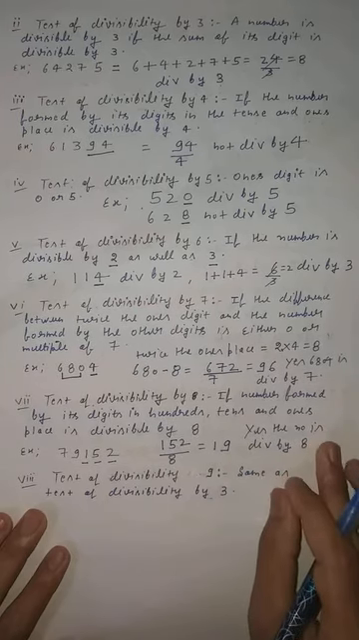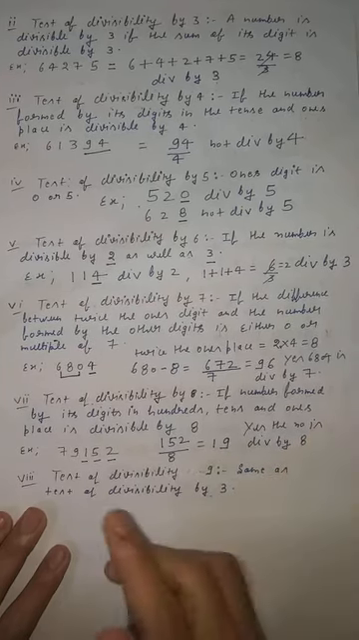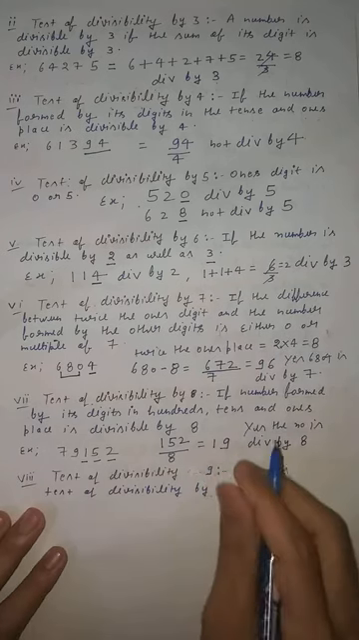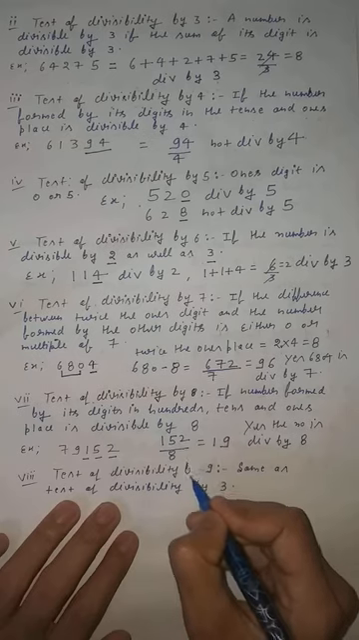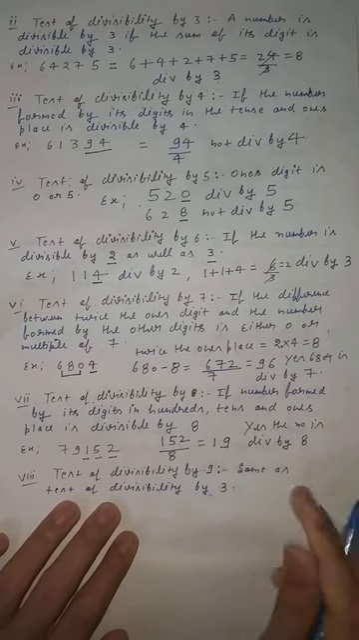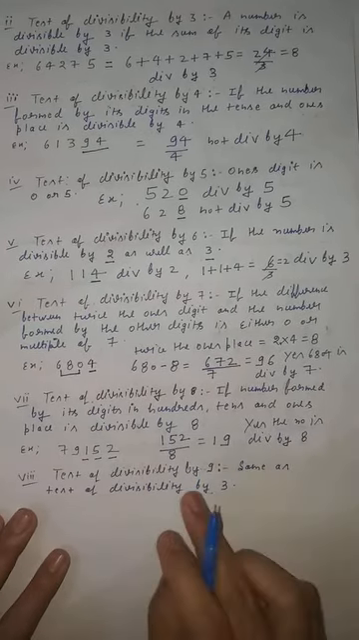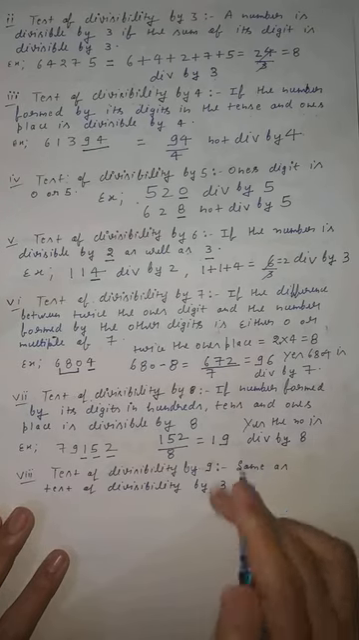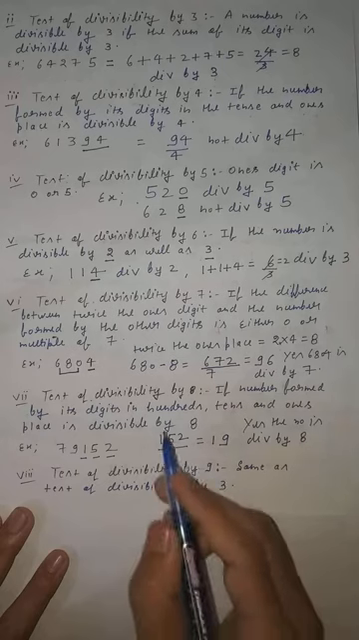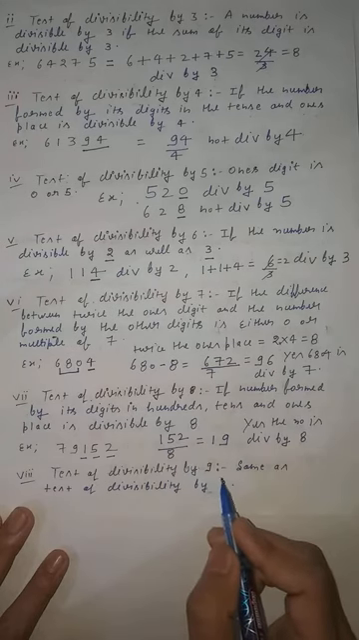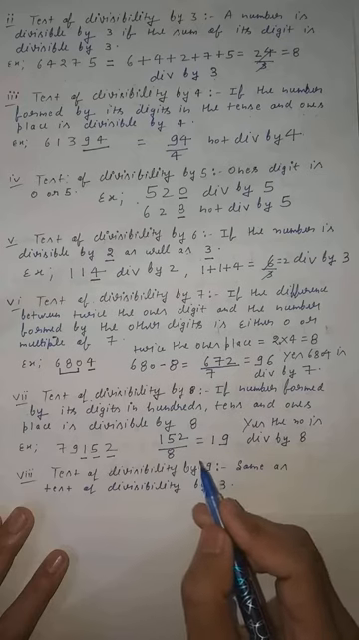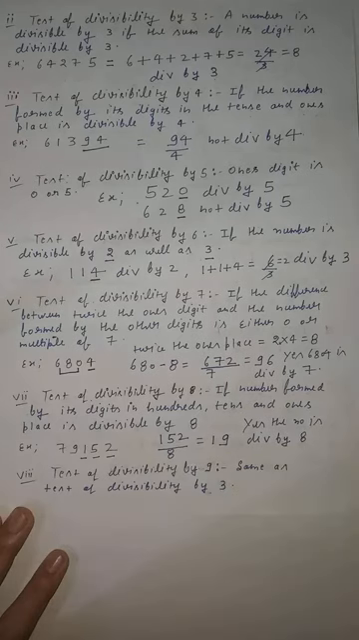Clear students? Now next is test of divisibility by 9. So students, this is totally the same as the test of divisibility by 3. How the same? In test of divisibility by 3, we add the digits and find out whether that number is divisible by 3 or not. So in test of divisibility by 9, you will do the same process.